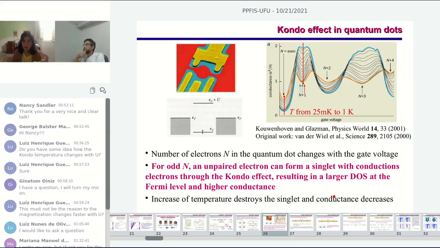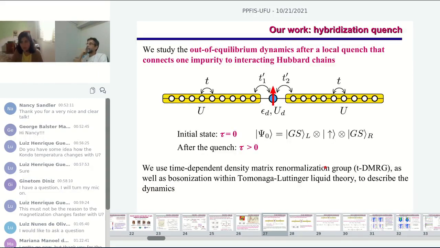I do not have this configuration in my work, but in this kind of experiment, they have good control of the parameters of the system, and this motivates us to study a situation out of equilibrium, which is a more complicated one. So now I will start really talking about our work. There was an introduction about the Kondo effect that we would like to see in our case.